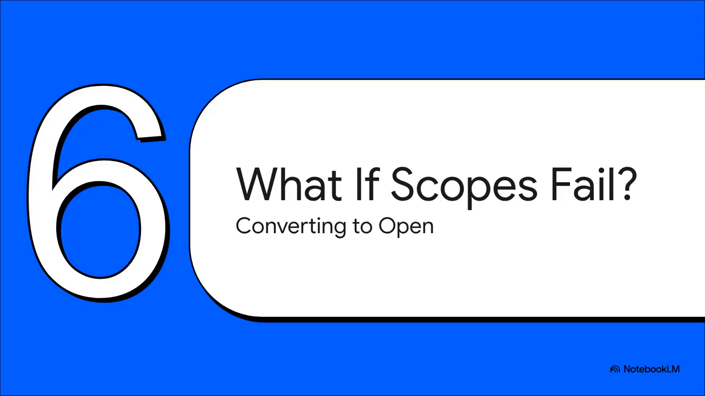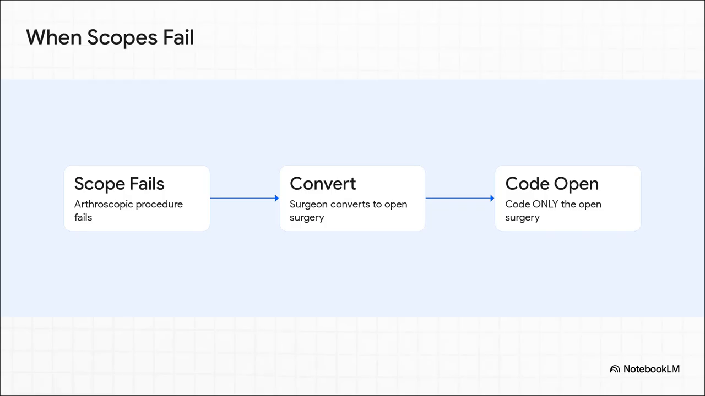Finally, Section 6. What if scopes fail? Let's talk about a major edge case that trips up a lot of coders. Sometimes, a surgeon starts a procedure minimally invasively through those tiny portals. But maybe the joint is just too damaged, or they can't get a clear camera view. So step 1, the arthroscopic scope fails. Step 2, the surgeon decides they have to convert the procedure to a traditional open surgery, making a large incision to safely finish the job.